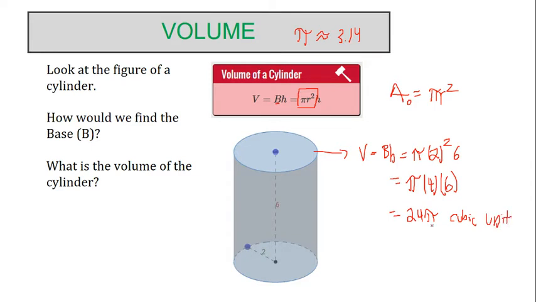Okay, so I could leave the answer like this, and this is what we call exact, left in terms of pi. If I want to calculate the decimal equivalent, then I'm going to replace pi with the approximation 3.14. So 24 times 3.14 happens to be 75.36. So the volume of this cylinder is about 75.36 cubic units.